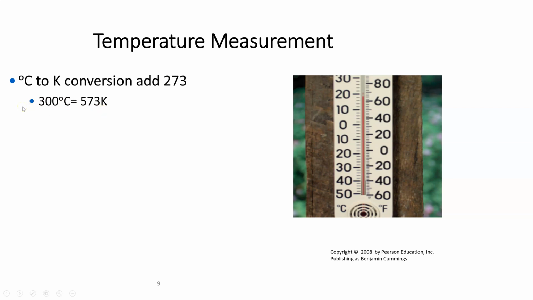How did I get that, you ask? All you have to do is just add the numbers. So you're going to take 300 plus 273, and voila, 573 Kelvin. Notice it's not degrees Kelvin, it's just Kelvin. That's how we go from Celsius to Kelvin.